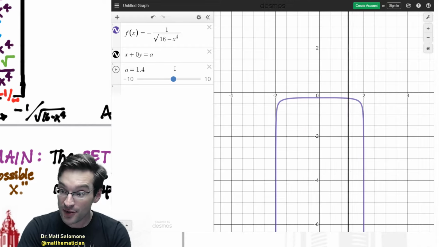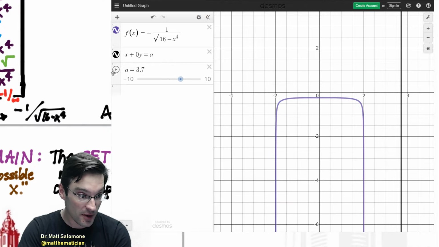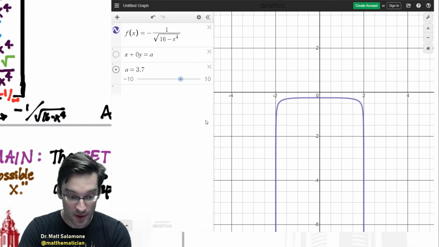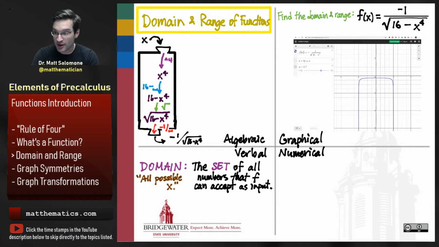So this graph passes the vertical line test, and that at least gives me the reassurance that we are indeed talking about y being a function of x in this example. But what is the domain? The domain is the set of all numbers that f can accept as input. And when we think about a graph, the x's are the inputs, input values.